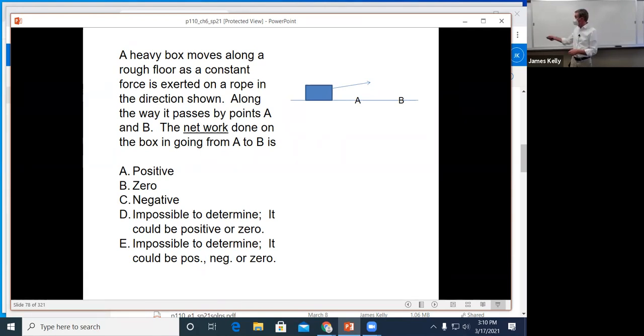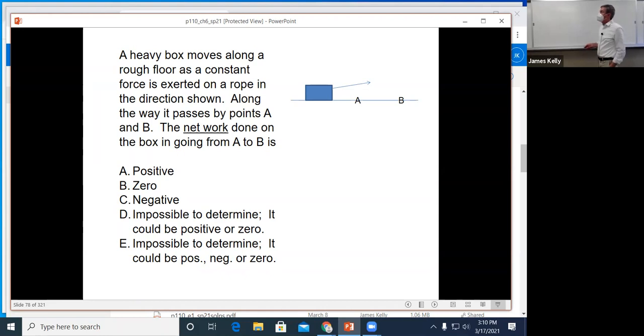Here, presumably it didn't stop between A and B because we said it passed B. But it could slow down, right? So it's like it was initially moving and I'm sort of trying to pull it in this direction, but I'm losing out and it's slowing down as it goes from A to B. Or I could be pulling really hard, right? So maybe I'm pulling with an extreme force and it's actually speeding up as I go from A to B. Or I could do what a lot of people imagine when they look at this, and that's that I'm just pulling that box at a constant velocity.